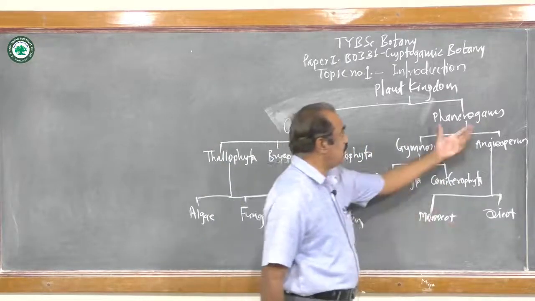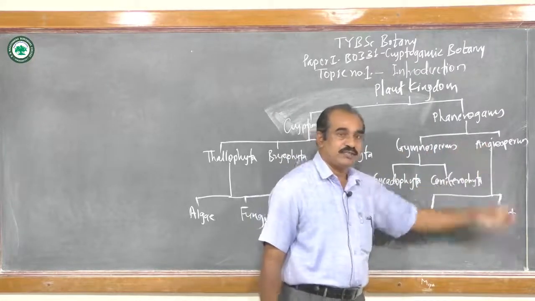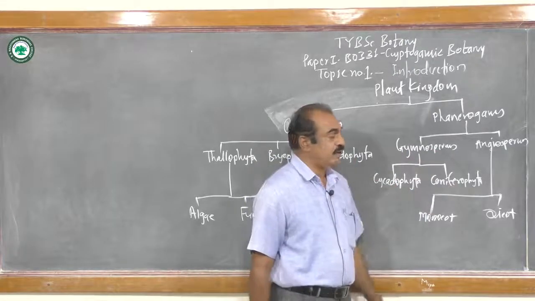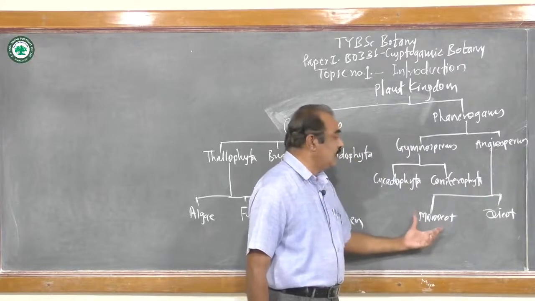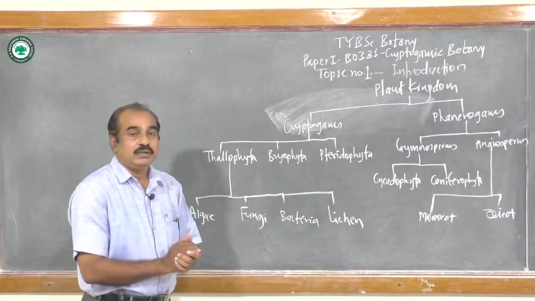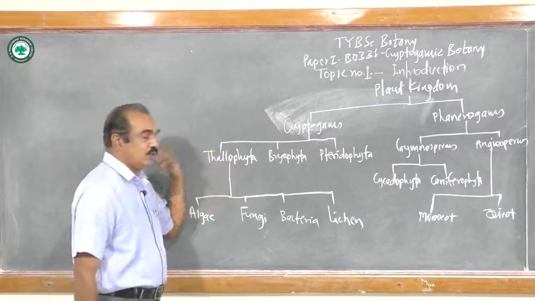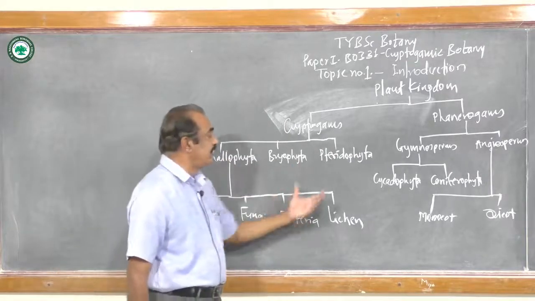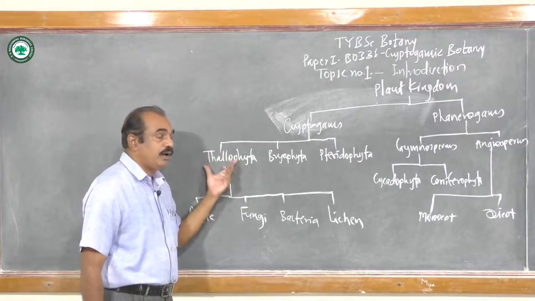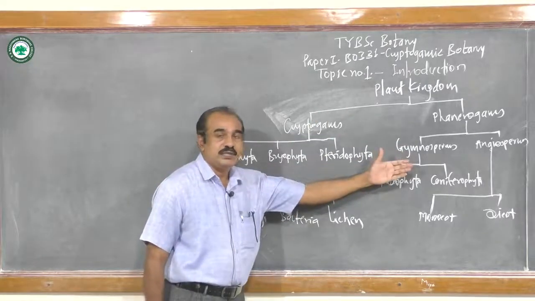Now, these phanerogams are again divided into two groups, the gymnosperms and angiosperms, because there is also a basic difference. The gymnosperms are again divided into cycadophyta and coniferophyta, while the angiosperms are divided into monocot and dicot. But these cryptogams are divided into three groups: thallophyta, bryophyta and pteridophyta. Thallophyta are also called the lower cryptogams, and bryophyta and pteridophyta are called the higher cryptogams, because thallophyta are lower, or primitive, as compared to bryophyta and pteridophyta.